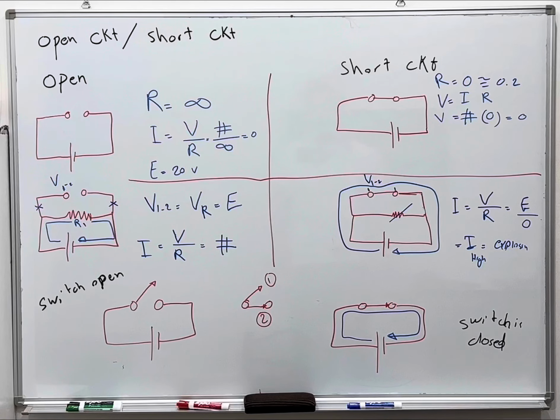What's V in this case? The V in this circuit will equal E, so it will equal some number. This number divided by infinity will equal 0. Why is the current 0? Because the current goes from here and sees no connection, so it will stay in the same position. It will not go and make a circuit.